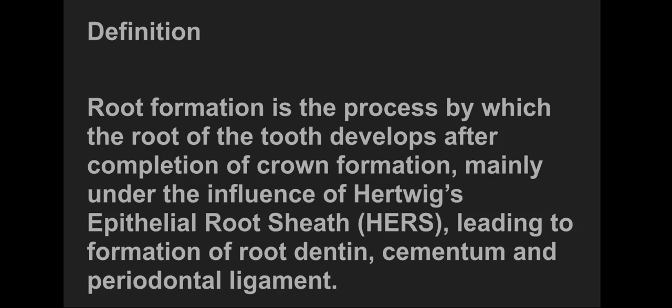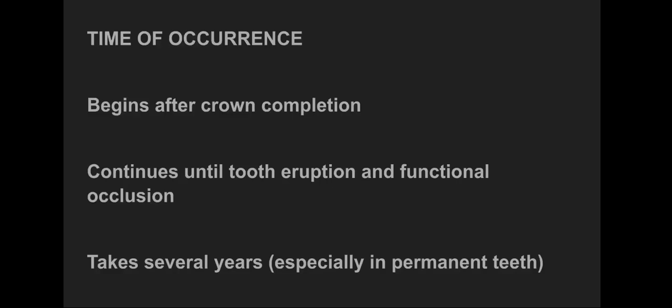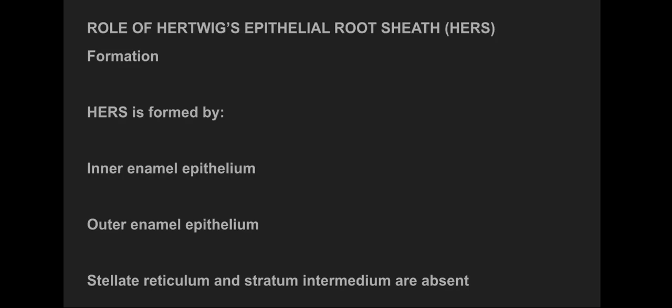Next, definition of root formation. Root formation is the process by which the root of the tooth develops after completion of crown formation, mainly under the influence of Hertwig epithelial root sheath, called HERS, leading to the formation of root dentin, cementum and periodontal ligaments. See this diagram. Next is time of occurrence. It begins after the crown is completed and continues until tooth eruption and functional occlusion. It takes several years.